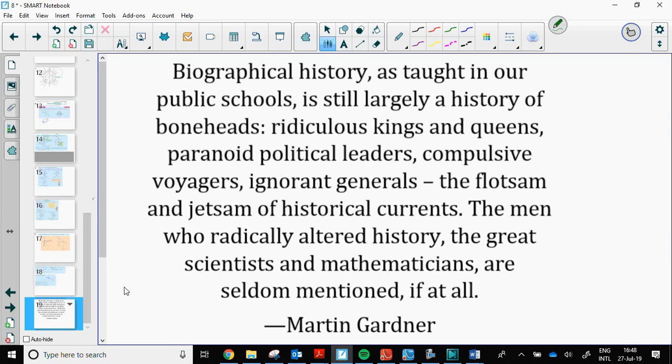The men and women, I may interject again, who radically altered history, the great scientists and mathematicians, are seldom mentioned, if at all. And I aim to change that.